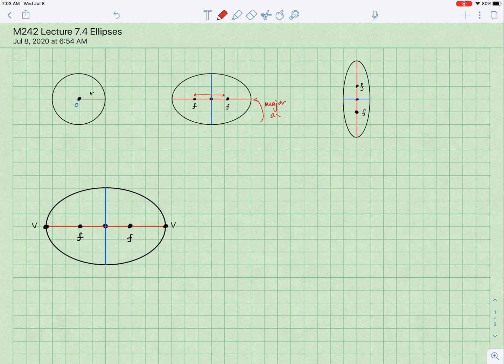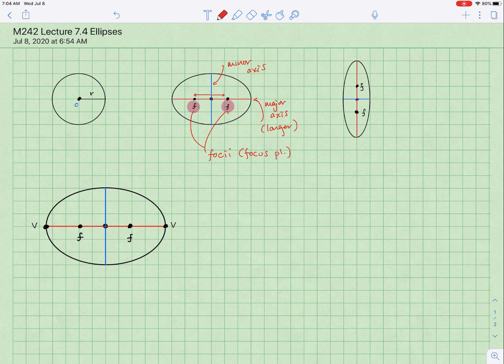This is known as the major axis. It is the longer of the two. And this axis in blue is known as the minor axis. And these points here are known as the foci, that is focus, plural.